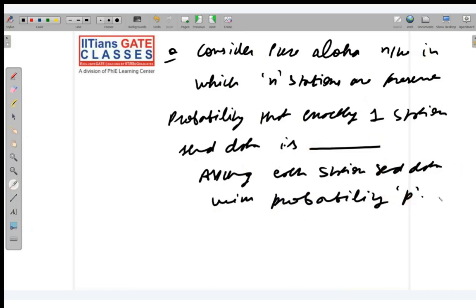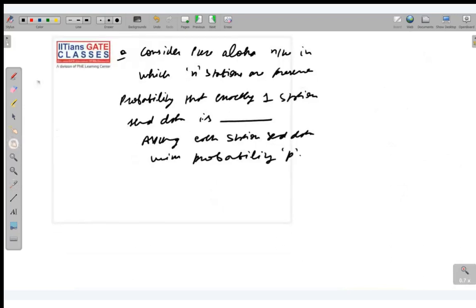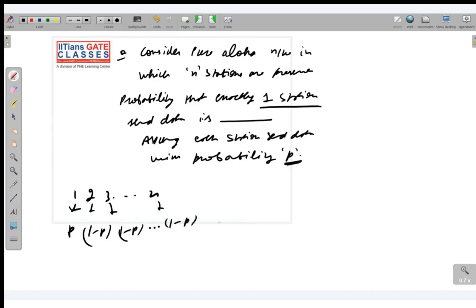Now if each station is sending data with probability P, what is the probability that exactly one station will send the data? How many stations are there? N stations are there. So what will be your answer? So I will say there are N stations, like station number 1, 2, 3, dot, dot, dot, up to N. I will say probability that station number 1 sends the data. Probability any station sends data is P. So what I want to find, probability that exactly one station sends data, exactly one. So that means only one station sends the data, then the others should not send the data. When a station is sending data with probability P, a station not sending data will be 1 minus P. Station 3 does not send data, 1 minus P. And so on. Station N does not send the data, 1 minus P. This is one of the cases.